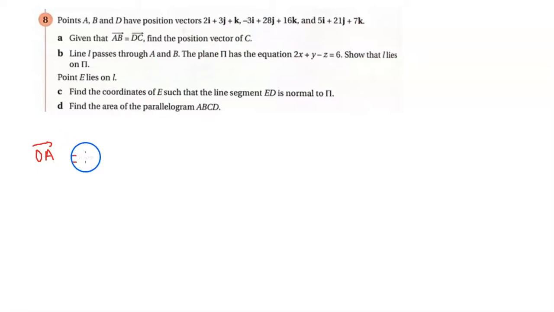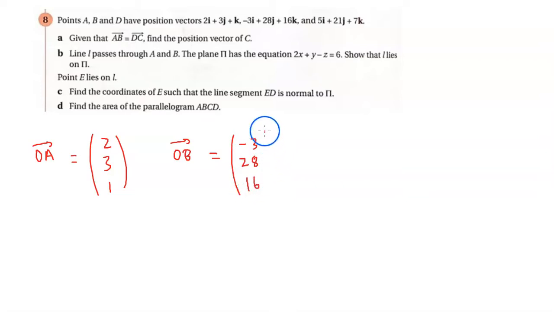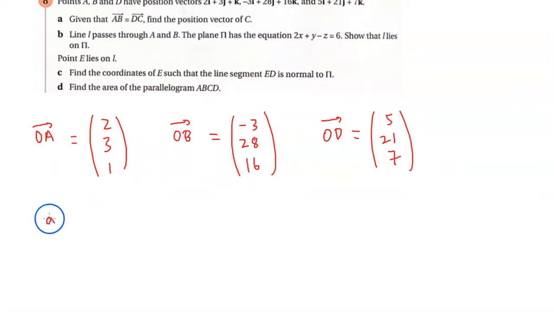So OA is the vector 2, 3, 1. And OB is the vector -3, 28, 16. And OD is this vector, 5, 21, 7. Okay, so for part A, we have that AB is equal to DC.